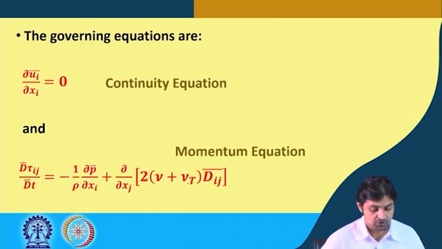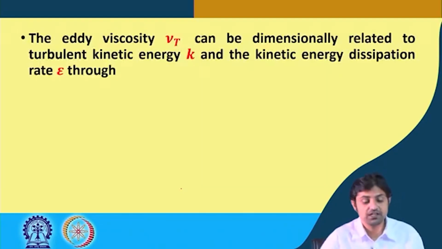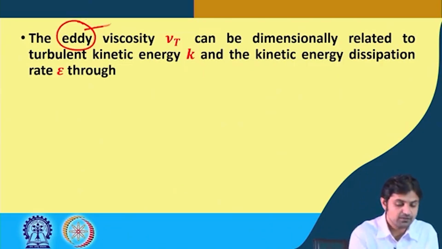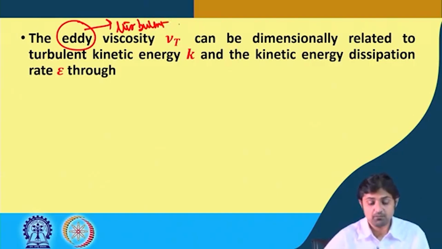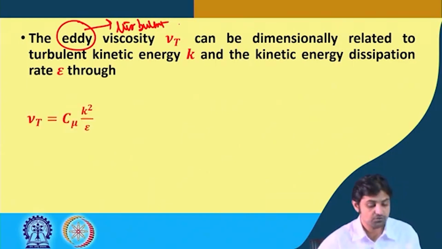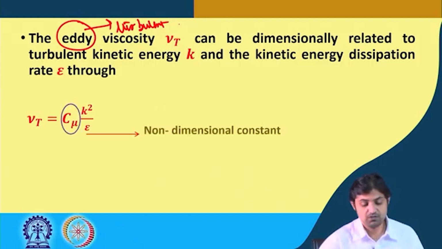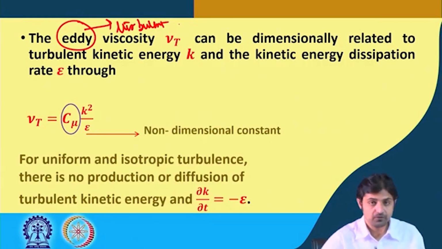If you see, there is a term called nu t. This nu t is the eddy viscosity, which is better called the turbulent eddy viscosity. It can be dimensionally related to kinetic energy k and kinetic energy dissipation rate epsilon, through nu t written as C mu into k square by epsilon. So, nu t we are also able to find in terms of k and epsilon, and we substitute this into this equation. C mu is a non-dimensional constant whose value we know from experiments.